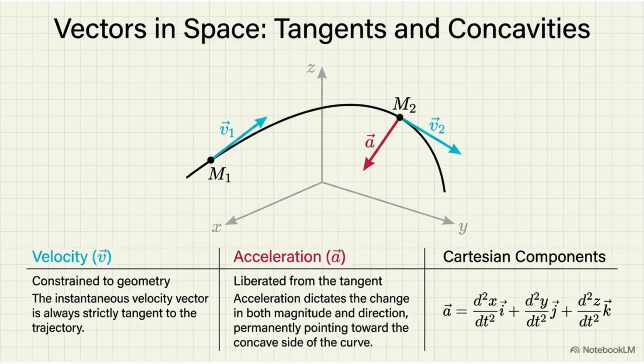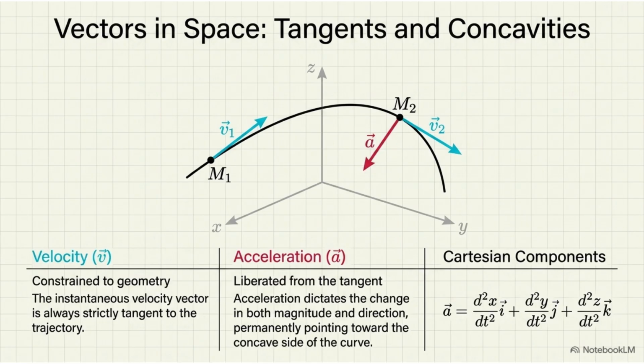At every point of this curve, the velocity vector is tangent to the path. This means that velocity always points in the direction in which the particle is moving. Acceleration, however, behaves differently. It is not restricted to the tangent of the trajectory. Instead, acceleration determines how the velocity changes, either by increasing or decreasing its magnitude or by changing its direction.